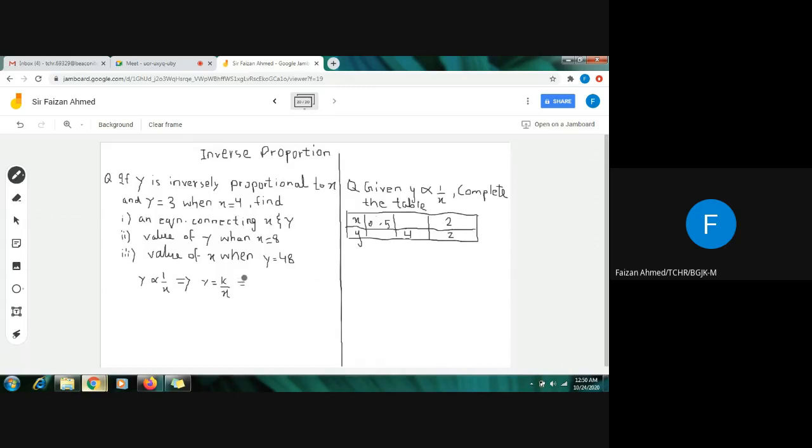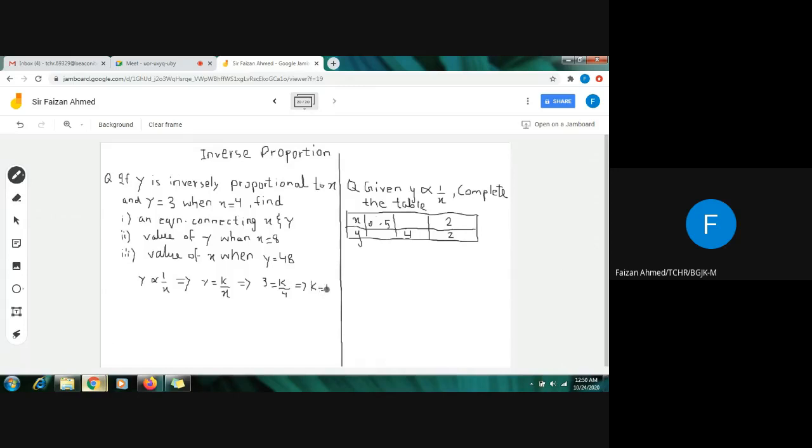And just after that statement of inversely proportional, I have been given values of y and x. I will put the value of y as 3, equals k upon x, because I have to find the value of k. So k will be as it is, and the value of x is 4, and this 4 will get multiplied on the other side, and the value of k will be equal to 12.